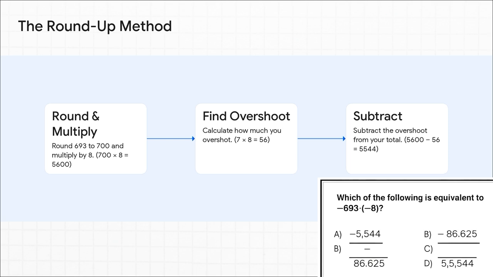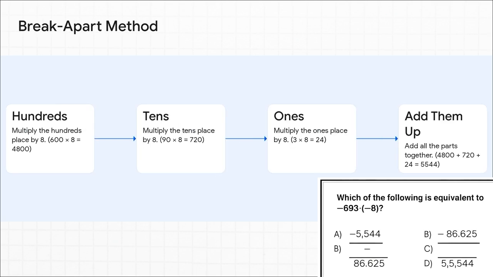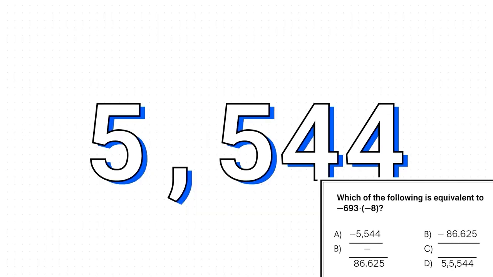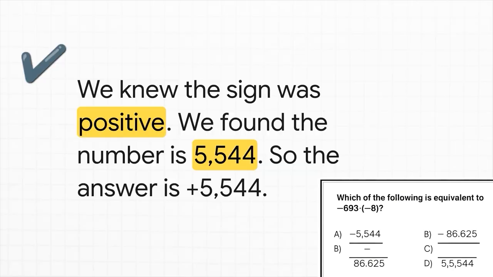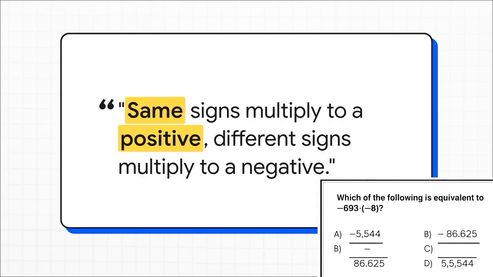Another way, if you like breaking it apart, 600 times 8 is 4,800, 90 times 8 is 720, and 3 times 8 is 24. Add them. 4,800 plus 720 is 5,520, plus 24 is 5,544. Either way, same size, because negative times negative is positive. The final answer is positive 5,544.